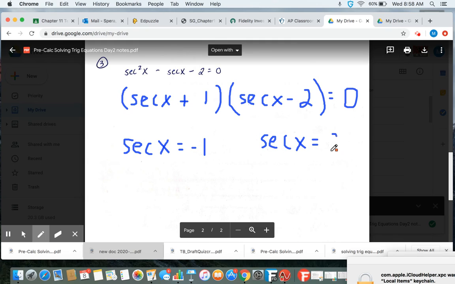Our answers are always angles, and they're going to be the angles that have these values. But instead of thinking right now in secant, let's make secant cosine. And this isn't necessary, but I think it certainly makes it easier for most of us. The reciprocal of -1 is -1. And the reciprocal of +2 is 1/2.